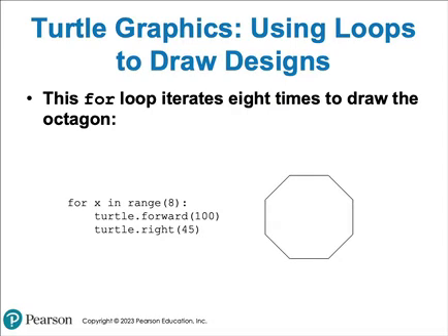Here's one drawing an octagon. So it's very similar. Instead of 4 sides, there are 8 sides. So the range gets changed from range 4 to range 8. You're still drawing each line to be 100 pixels long. But instead of turning 90 degrees, you're turning 45 degrees each time to draw one side of the octagon.